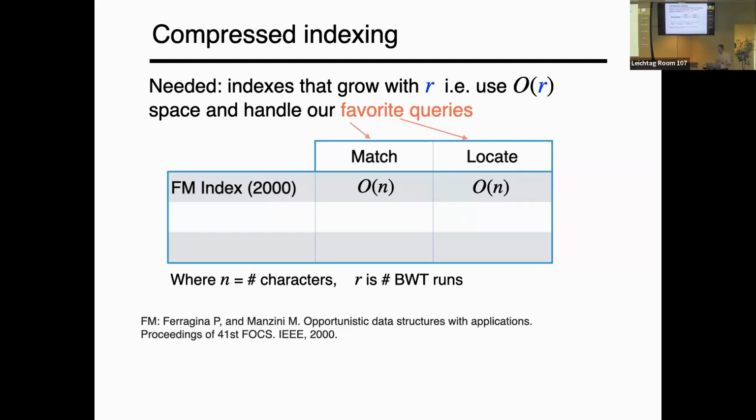And it didn't really achieve anything better than big O of n in terms of how much space was required to execute those two queries that I mentioned on the previous slide, right? I said those were the two fundamental queries. We couldn't really do either of those in big O of R space.